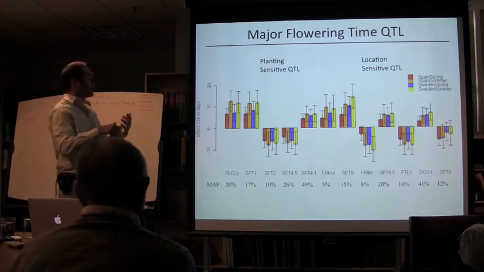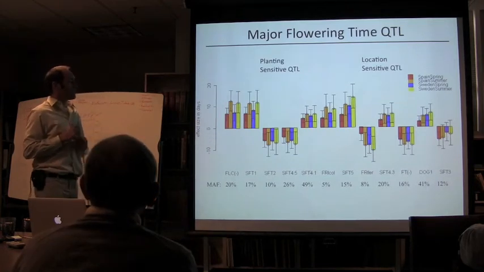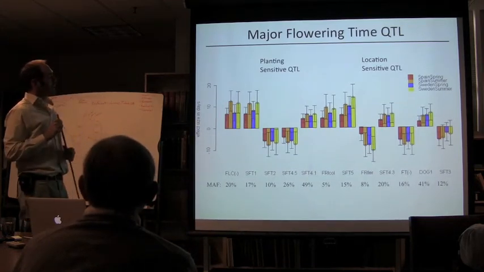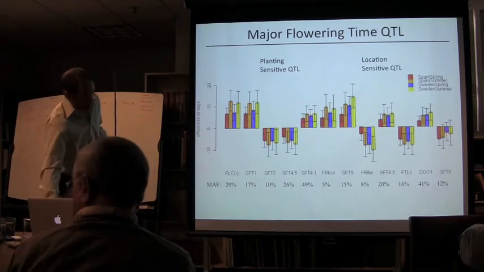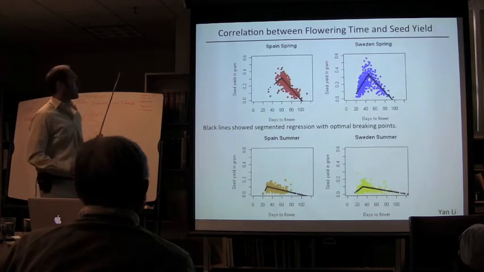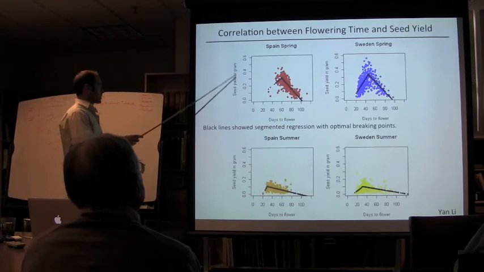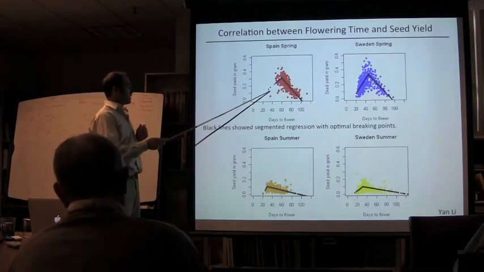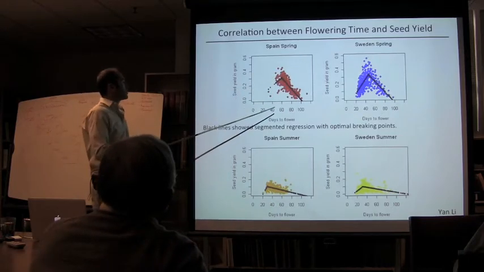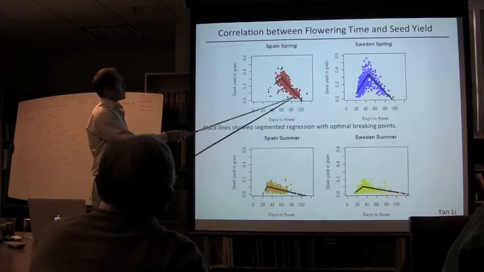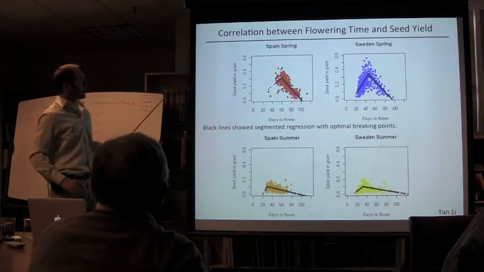And so you can imagine that different accessions have different allelic combinations at these 12 major QTL, which allow them to flower at the appropriate time across the range. I'll show you a couple more data slides that suggest that. One is that flowering time and seed yield have this interesting correlation. Most standard growth chamber conditions show a positive correlation, but in our conditions, we see this split correlation where there's an optimal flowering time and seed yield relationship.